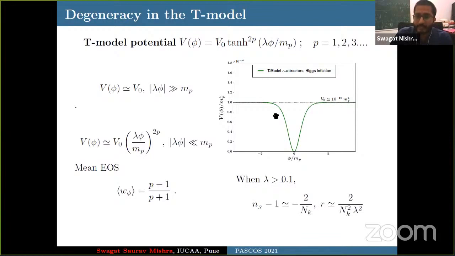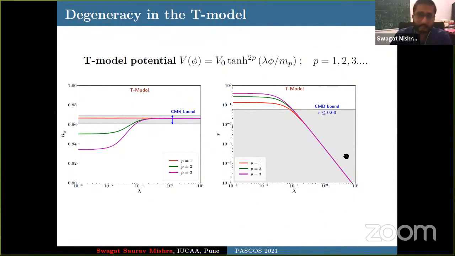Now, what happens is if we take this lambda, which is sitting here, which is related to the alpha of alpha attractor, and if you take this lambda to be greater than 0.1, then the n_s and r predictions converge into some kind of a trajectory which is independent of the p sitting here. So whether I take tan square or tan fourth or tan sixth, I'm going to get the same n_s and r as long as lambda is greater than 0.1. So that's the degeneracy, which is shown in this diagram.